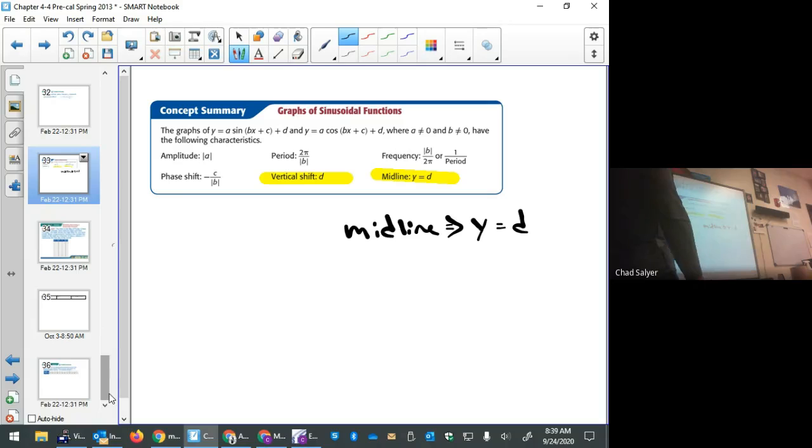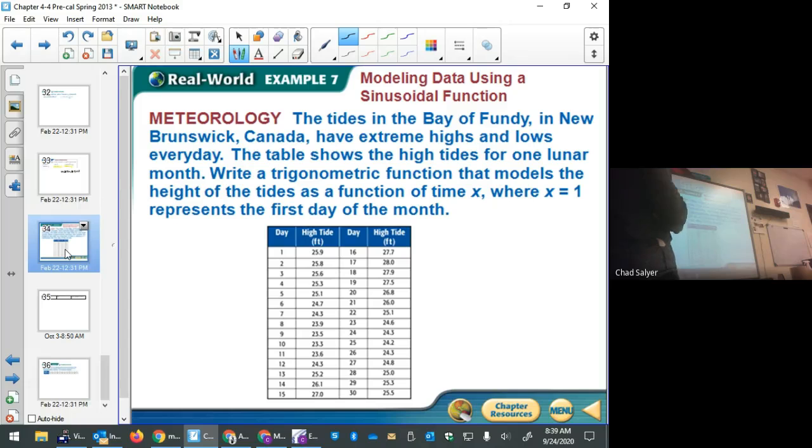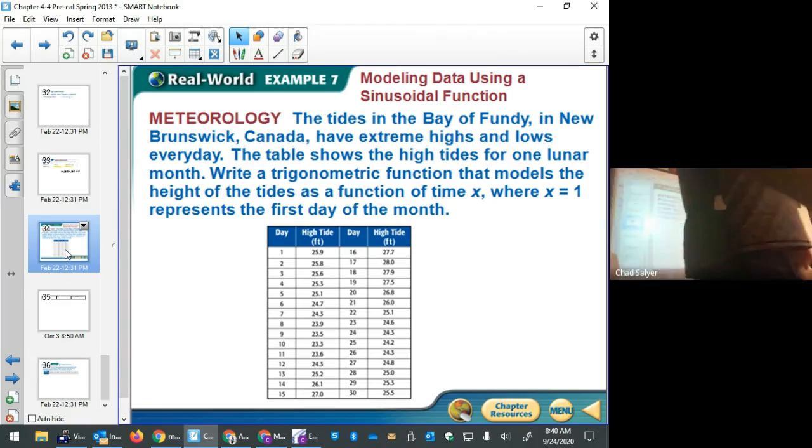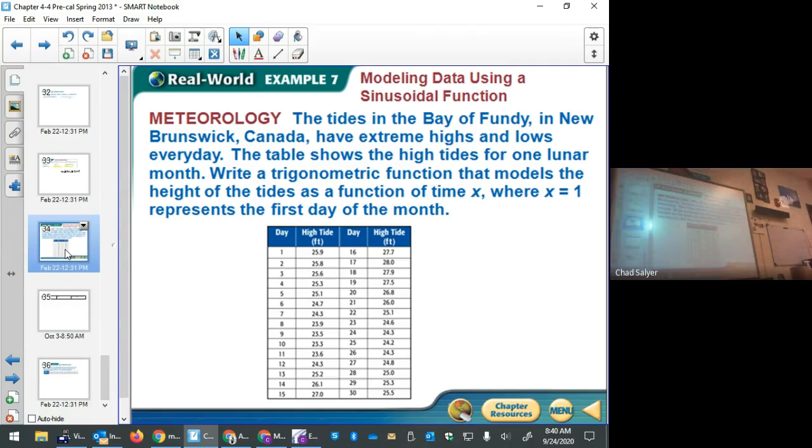Okay, and now possibly one of the more challenging problems in this whole chapter. We're tasked with modeling data using a sinusoidal function. Notice this font is really small because I had to try to fit all that on there. This is a calculator problem.